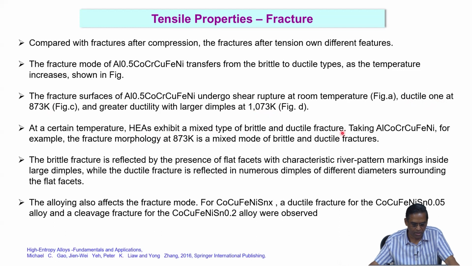At a certain temperature, high entropy alloys exhibit a mixed type of brittle and ductile fracture. For example, taking aluminum, cobalt, chromium, copper, iron, nickel, the fracture morphology at 873 is a mixed mode of brittle to ductile fractures. Of course, the brittle fracture is reflected by the presence of flat facets with the characteristic river pattern markings inside the large dimples, while the ductile fracture is reflected in numerous dimples of different diameters surrounding the flat facets.